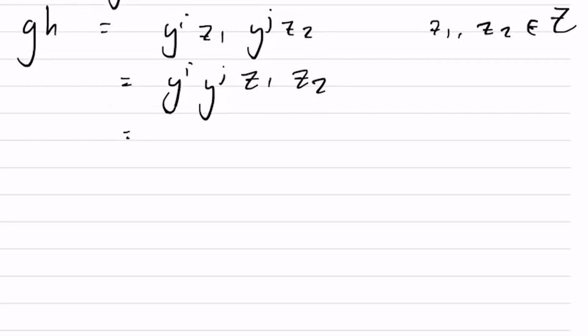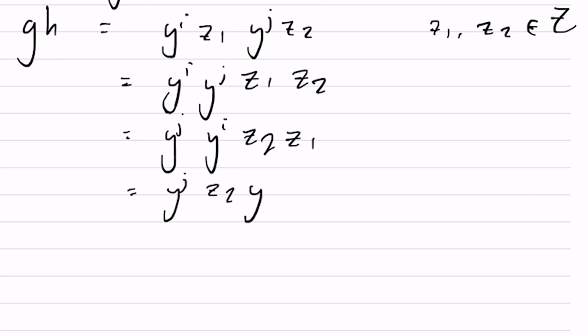And y^i and y^j commute because they're just powers of the same element. And similarly, z2 and z1 commute because they're in the center. Swap y^i and z2 again because it's in the center, and we get hg. Therefore, this group G is abelian.